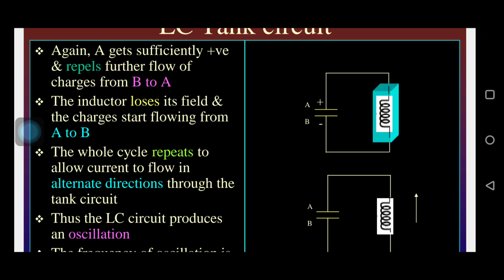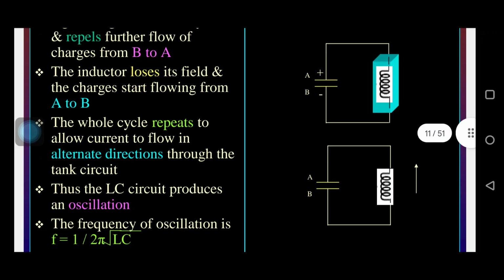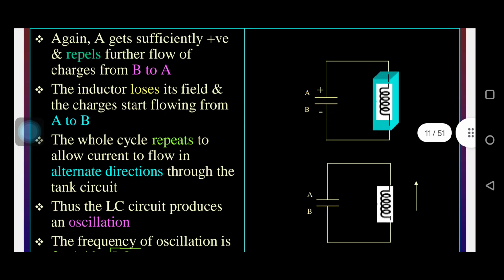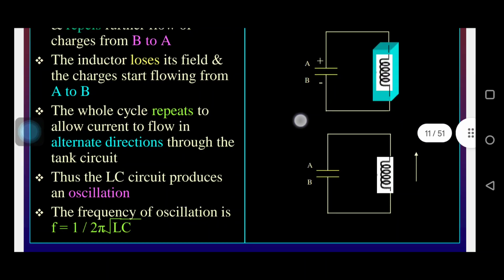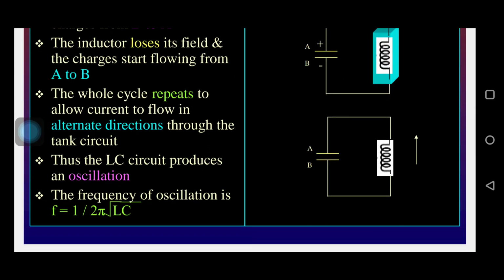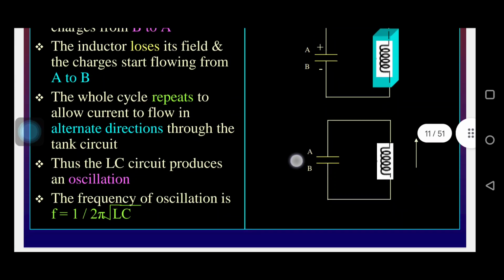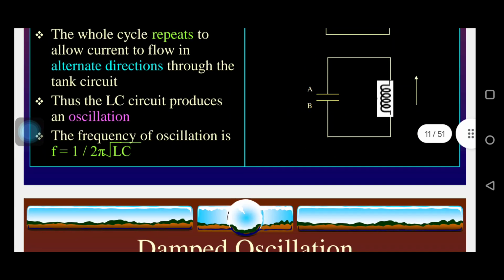So this whole cycle will be repeated to allow current to flow in alternate directions through the tank circuit. So this is the simple concept of this L and C tank circuit, which produces the oscillation. The basic equation of LC tank circuit is given as f equal to 1 by 2 pi root of L into C. So this is the basic frequency of oscillation equation.